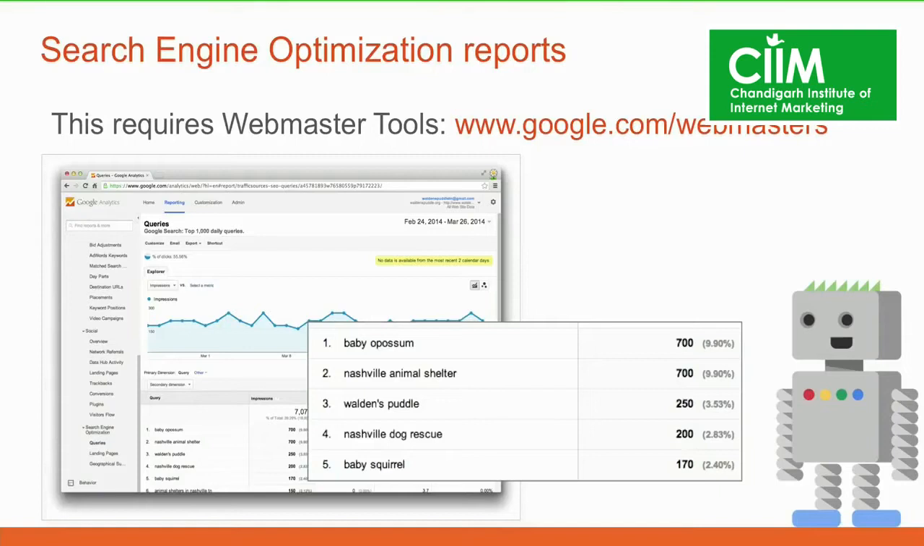It's at www.google.com/webmasters. And what it does, in a nutshell, is it helps you understand how Google sees your website. You can also get alerts. You can submit sitemaps. There are all sorts of really neat things that you can do with Webmaster Tools.